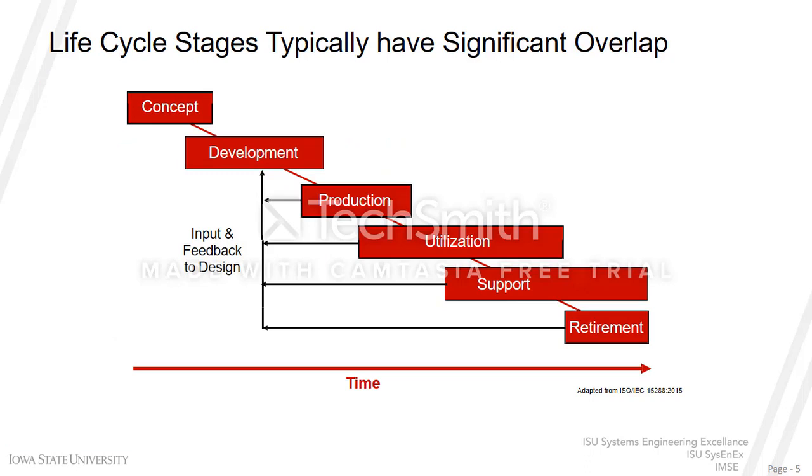This is an example of a life cycle over the course of a system. The key components I want you to understand are, first of all, look at the overlap between the different elements, from concept to development to production, utilization, and support. It's not a straight linear path. There is a point where concept has to start development, and then there's a little bit of an overlap.